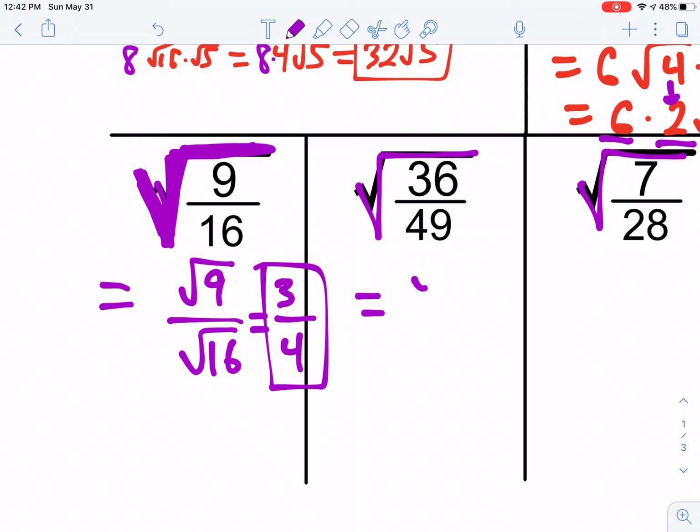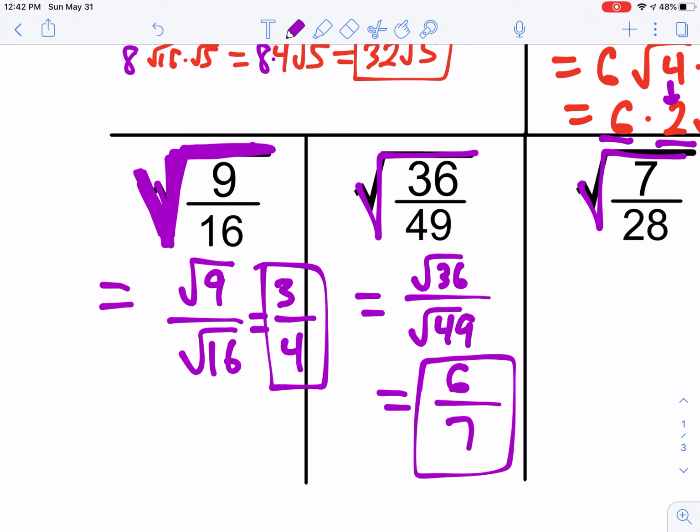Square root of 36 over square root of 49. Square root of 36 is 6. Square root of 49 is 7. Done. 6 over 7.